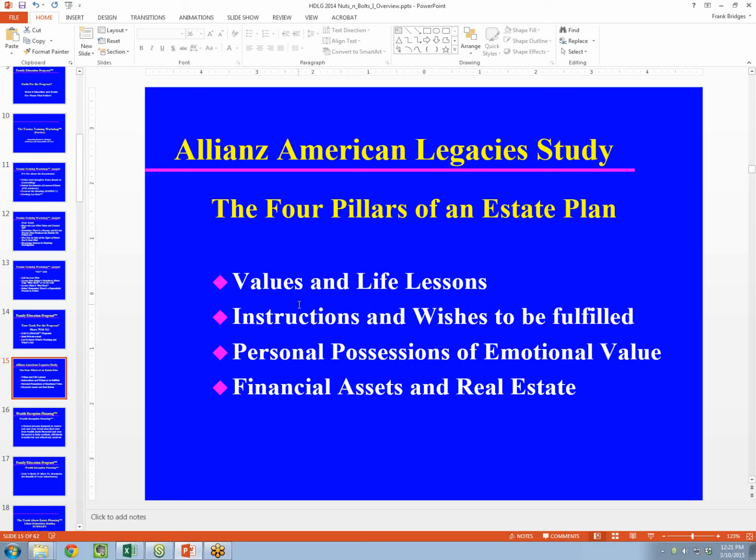And that, also, they wanted to have instructions and know what their wishes were, what wishes they had that needed to be fulfilled. And of course there's a lot of emotional value and attachment to personal possessions, so personal possessions were a major issue for the receiving generation, and only finally did they get to the financial assets and real estate.